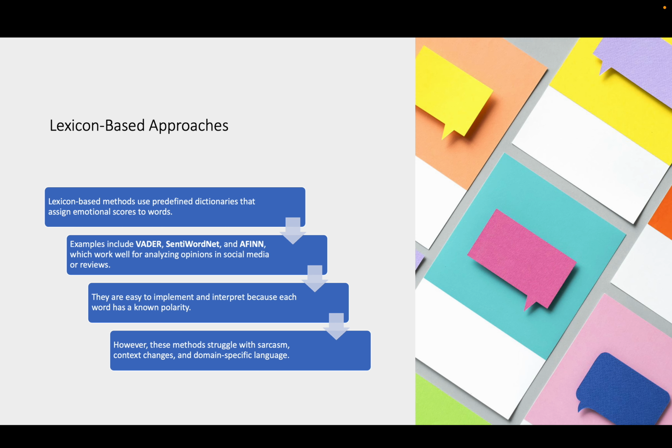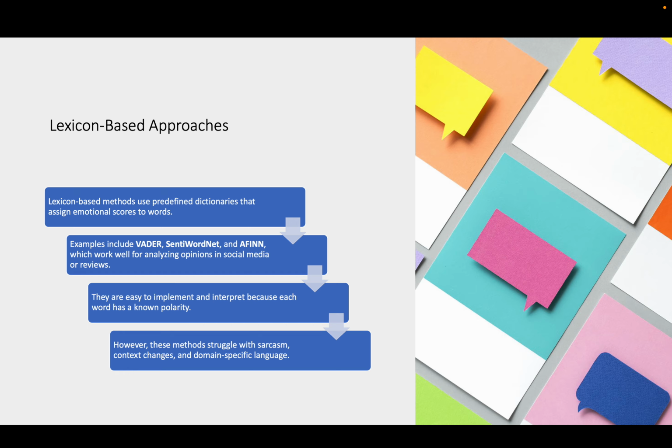Now we're going to discuss lexicon-based approaches. They rely on predefined dictionaries of words that have associated sentiment values. For instance, the word amazing may have a score of +3, while terrible may have -3. Popular lexicons include VADER, SentiWordNet, and AFINN methods. These methods are easy to implement and are transparent, as each word's emotional value is known in advance.